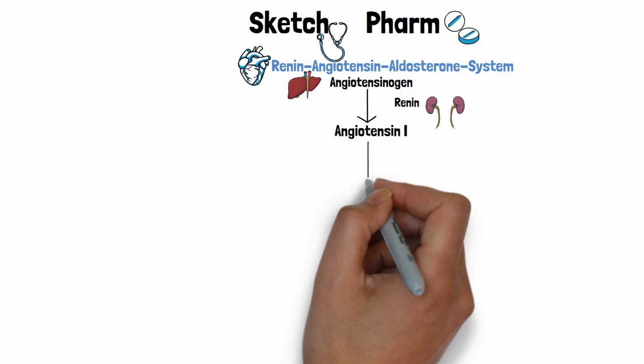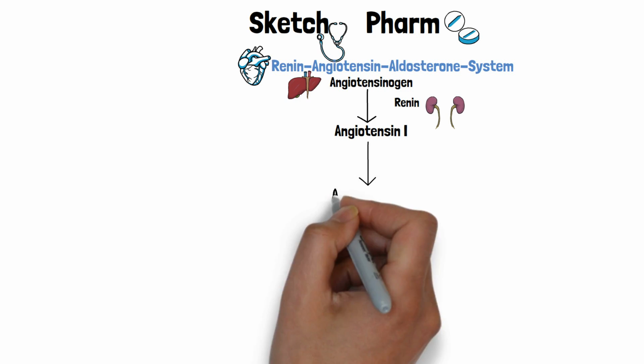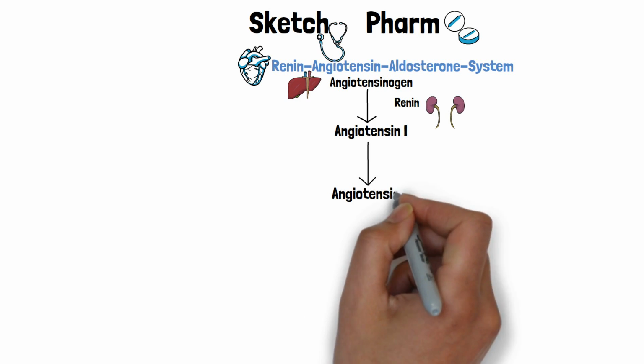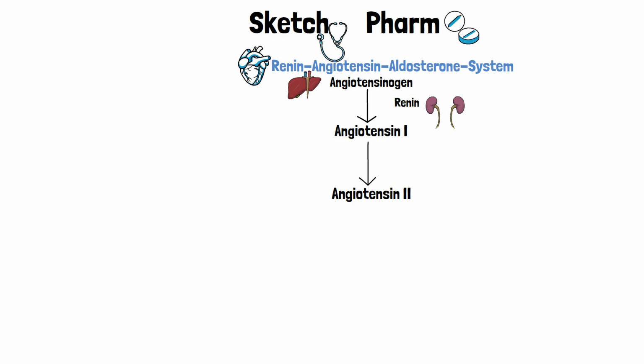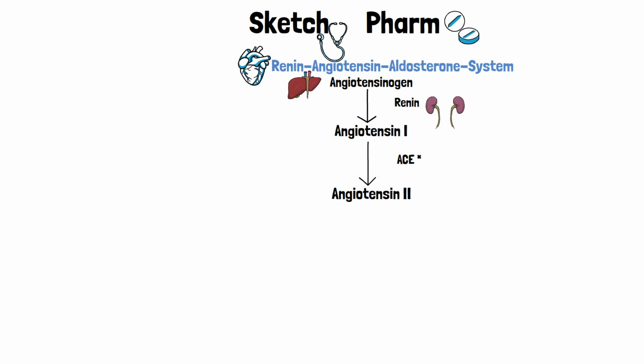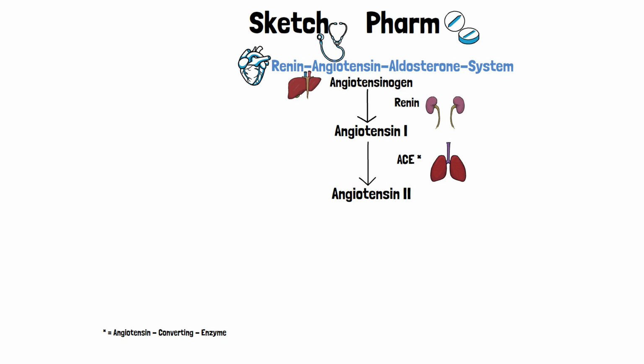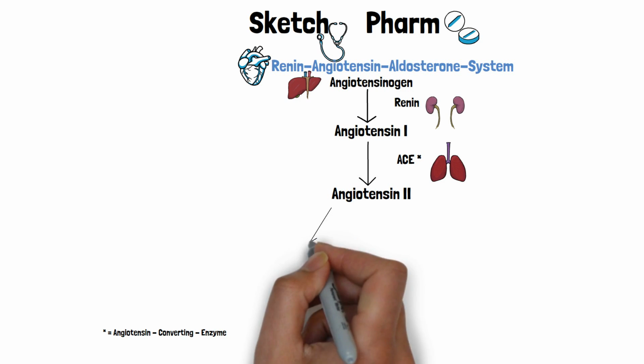Angiotensin 1 is then converted into angiotensin 2, its more active form, and this conversion is facilitated by another enzyme. This enzyme is known as angiotensin converting enzyme, or ACE, and is the prime target of the ACE inhibitor. ACE is secreted in the lungs by cells in the endothelium of the blood vessels.